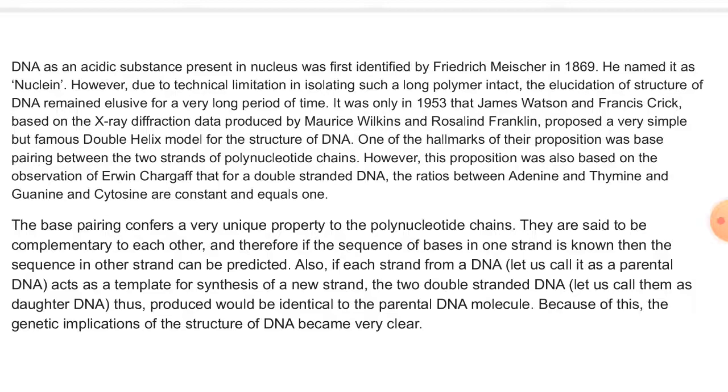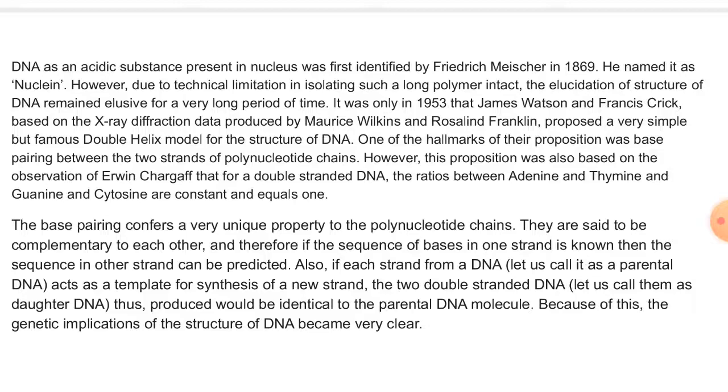It was in 1953 that James Watson and Francis Crick, based on the X-ray diffraction data produced by Maurice Wilkins and Rosalind Franklin, proposed a very simple but the most popular double helix model of the structure of DNA, the Watson and Crick model. One of the hallmarks of their proposition was base pairing between the two strands of polynucleotide chains. However, this proposition was also based on the observation of Erwin Chargaff that for a double stranded DNA, the ratios between adenine and thymine, guanine and cytosine are constant and are equal. This is what is known as Chargaff's rule.